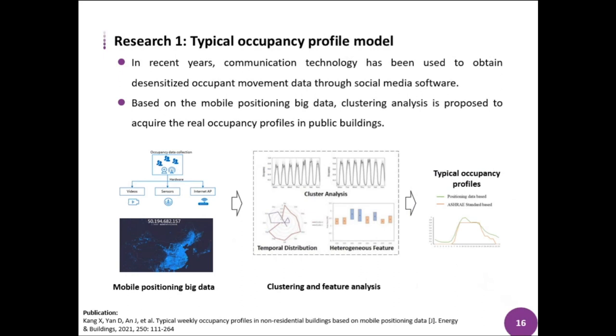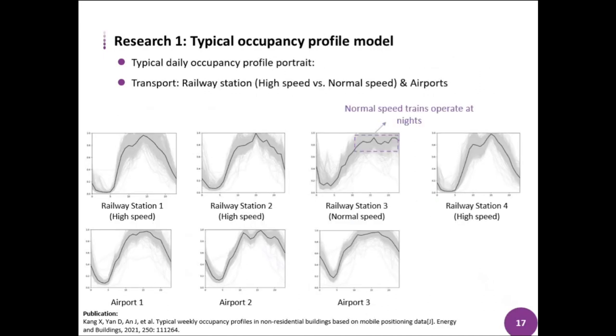So we are using position data from mobile phones, and then we can get very long history and very high resolution occupant ratio data in many commercial buildings and also transportation buildings. For instance, we collected around 2 years of hourly data in many commercial buildings. We got data for four railway stations and three airports in China to know the occupant ratio in those buildings from the position data. And I think this data is easy to obtain in Australia too.